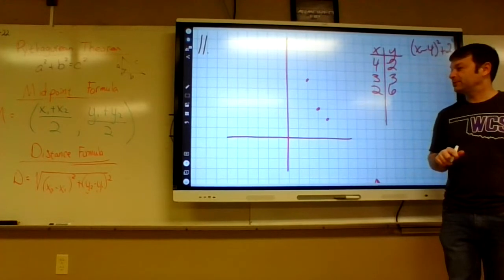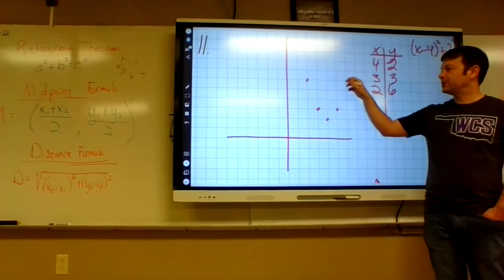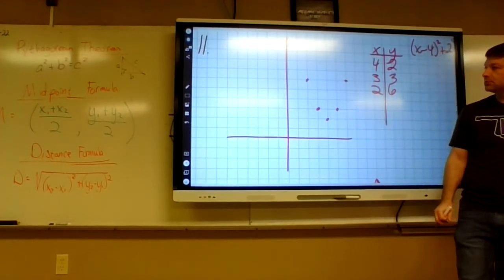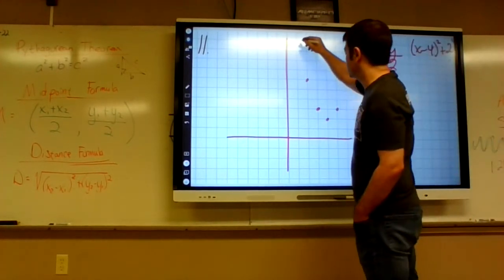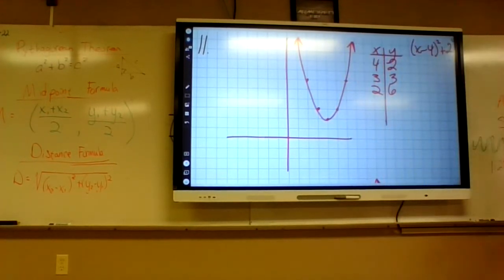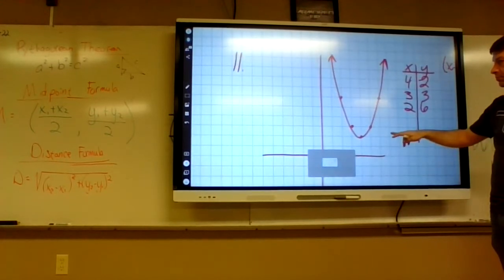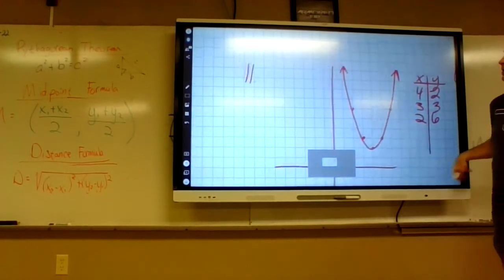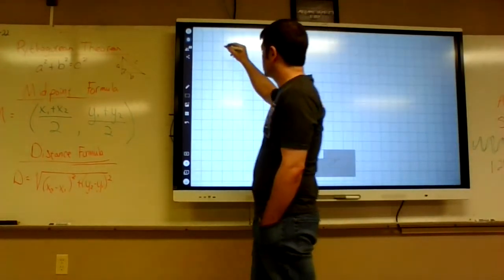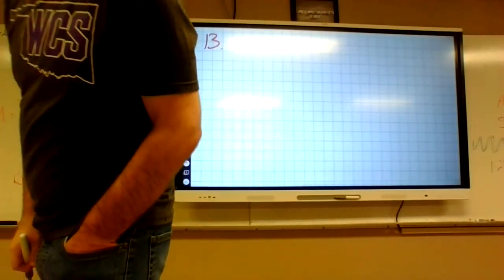Okay, now guess what I'm going to do. Just use symmetry to draw the right side of the graph. Alright, 13. x minus 1 squared minus 3.